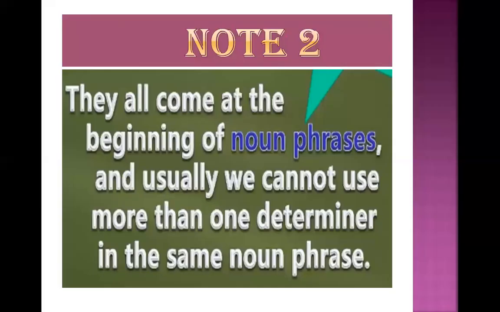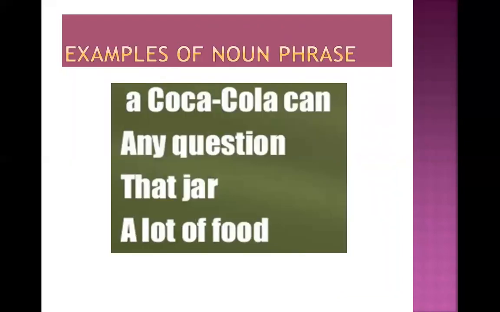Second important note is they all come at the beginning of noun phrases, and usually we cannot use more than one determiner in the same noun phrase, as I told you in the specific determiners also. These are some of the examples of noun phrases: a Coca-Cola can, any question, that jar, a lot of food. So here, a, any, that, a lot, they are the determiners followed by the noun.